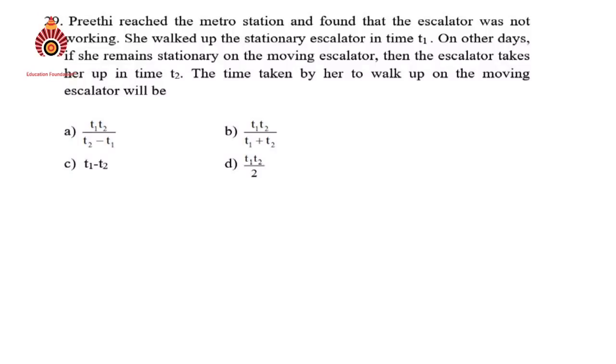Let us move to the next question, 29. Preeti reached the metro station and found that the escalator was not working. She walked up the stationary escalator in time t1. On other days, if she remains stationary on the moving escalator, then the escalator takes her up in time t2. The time taken by her to walk up on the moving escalator will be.